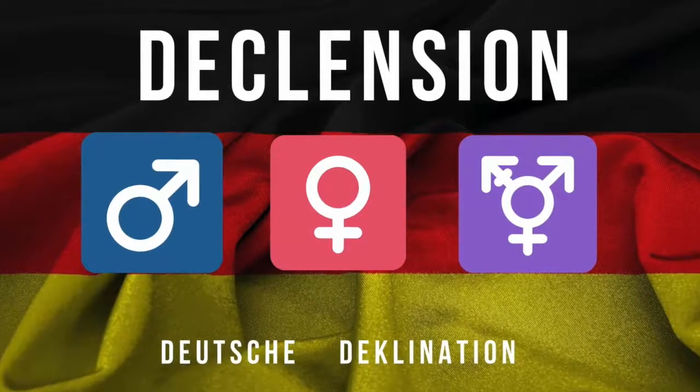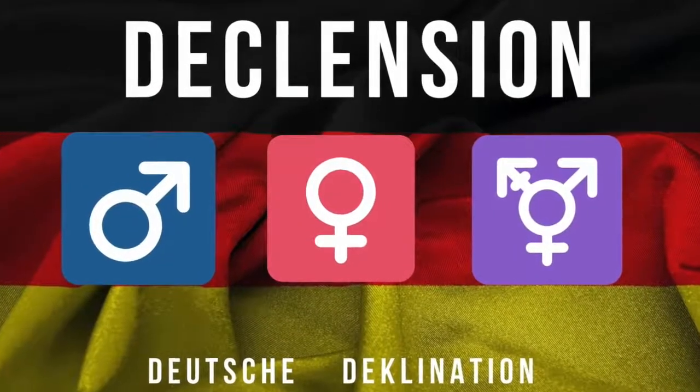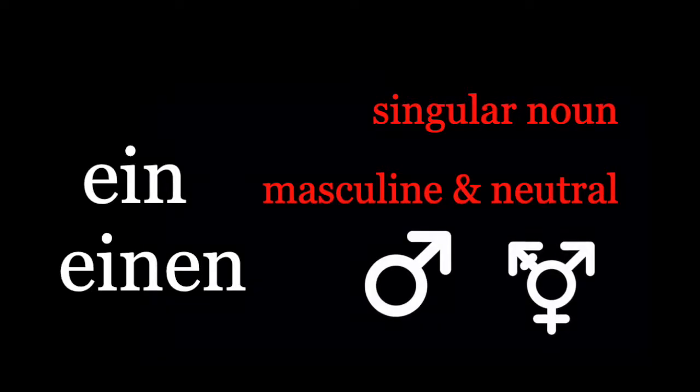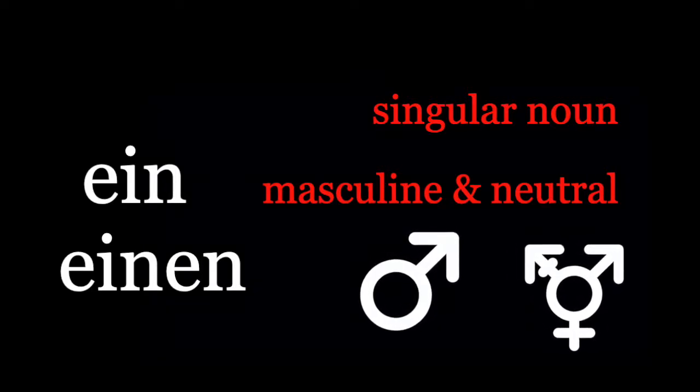When you learn German, you will realize that the gender of the words is quite important. And you probably already know that there are three genders: male, female, and neutral, which are easily spotted by the definite articles der, die, das. So how about the indefinite articles ein and einen? These two we need for nouns that are singular and masculine, or singular and neutral.